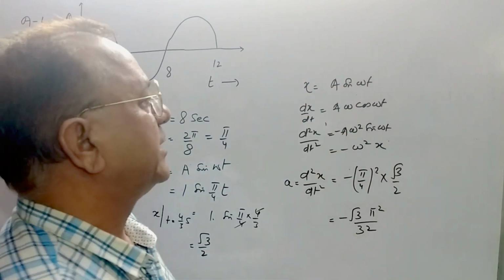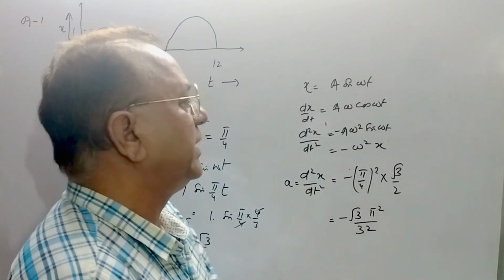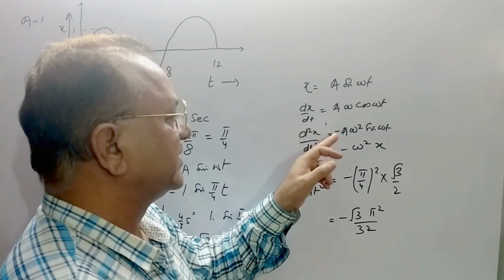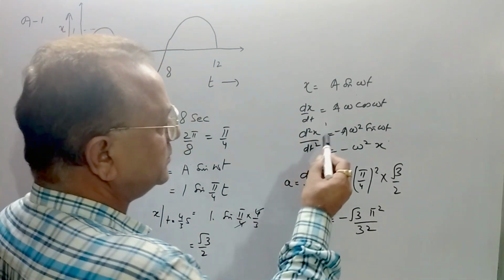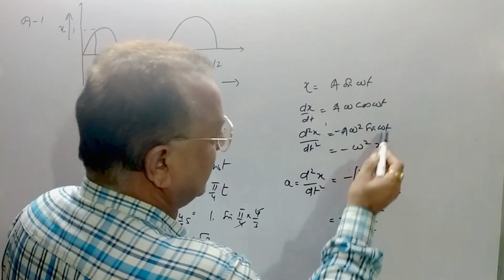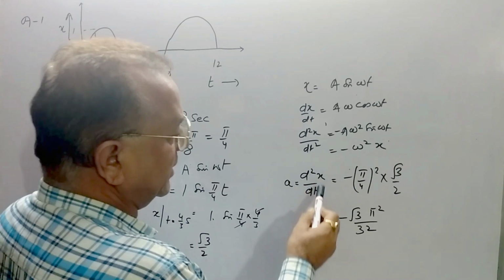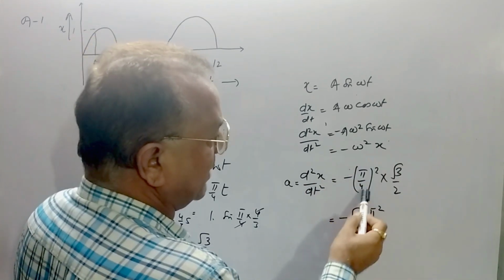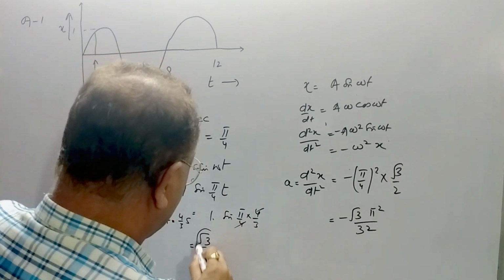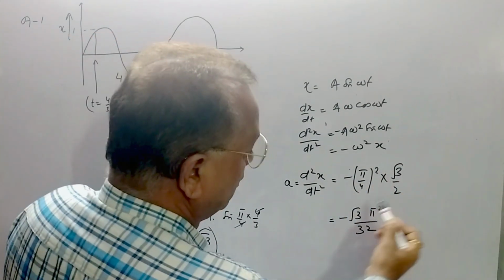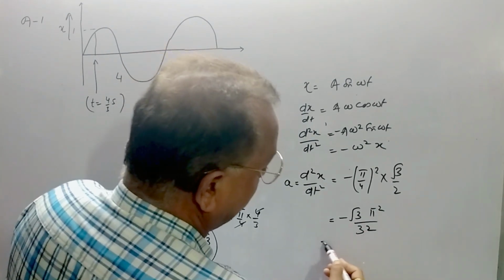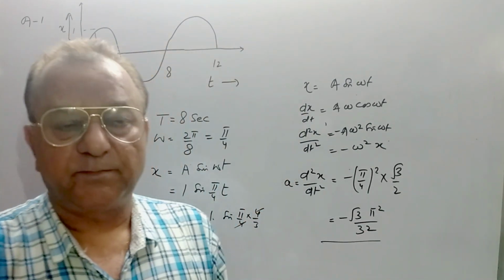Again, x is equal to a sin omega t, dx by dt is equal to a omega cos omega t, d square x by dt square, double differentiation, is acceleration, minus a omega square sin omega t, that is minus omega square into x. So a is equal to d square x by dt square, equal to minus pi by 4 whole square into x at this point, root 3 by 2, equal to minus root 3 pi square by 32. This is the answer.